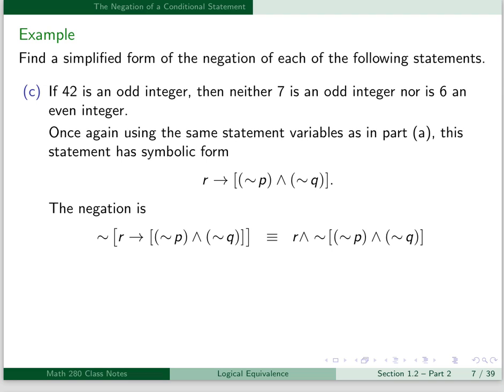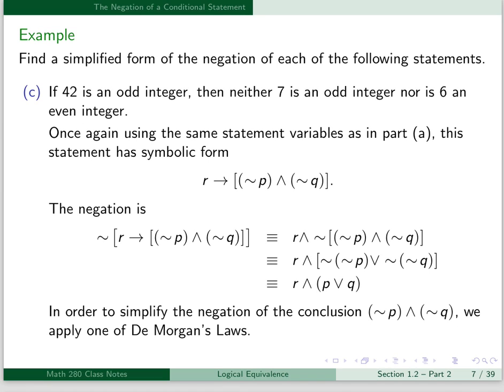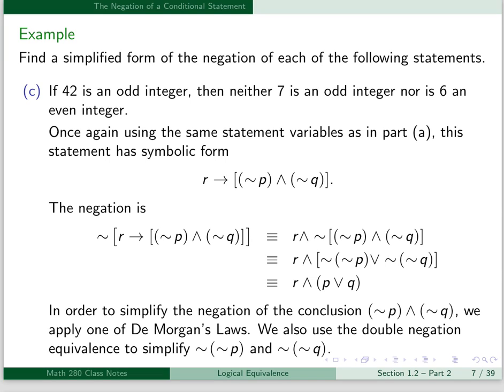And this is equivalent to R and the negation of not P and not Q. We're negating an AND statement, so we have to negate each part of the AND, change the AND to an OR. So we have R and not P or not Q. And this simplifies further to R and P or Q. In order to simplify the negation of the conclusion, not P and not Q, we apply one of De Morgan's laws. We also use the double negation equivalence to simplify not P and not Q.